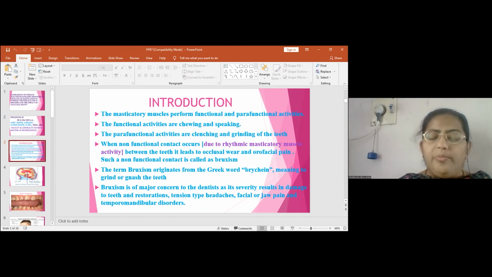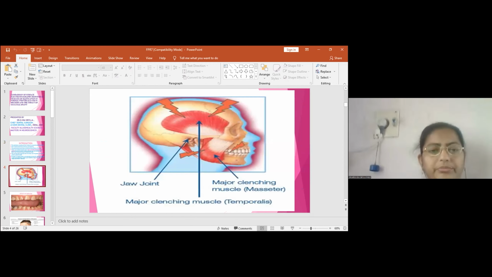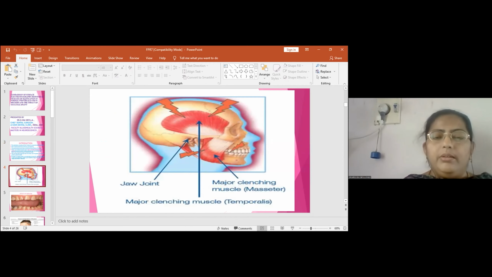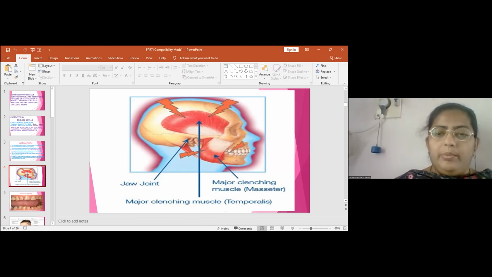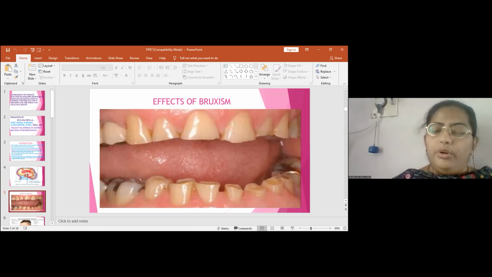Bruxism is of major concern to the dentist as its severity results in damage to the teeth and restorations, tension type headaches, facial or jaw pain, and problems in the temporomandibular joints. We know that the majority of muscles involved in bruxism are the masseter and temporalis, because they help in elevation and clenching. And we can see the effects of bruxism on the teeth.